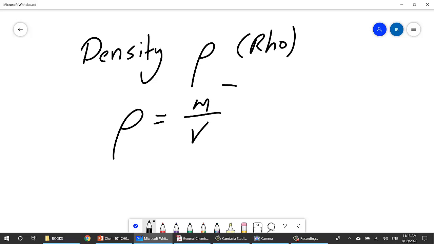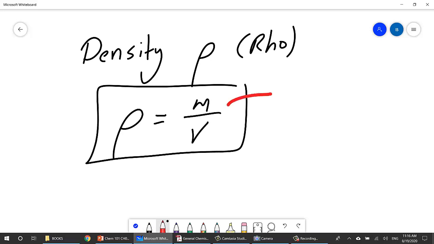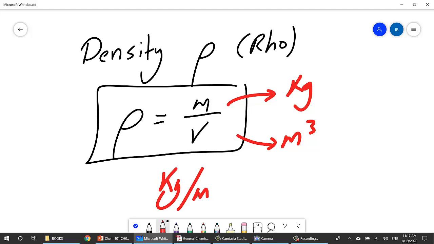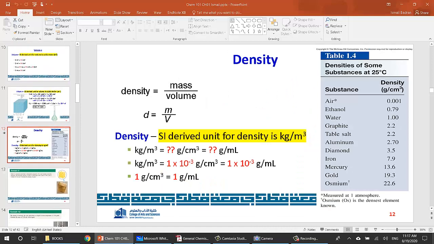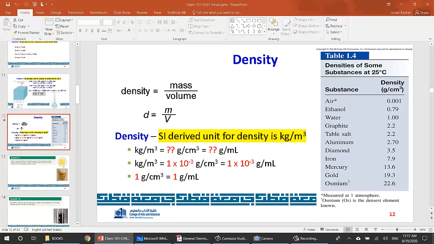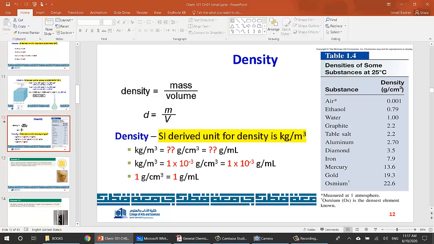Usually the SI unit for measuring mass is a kilogram, and the SI unit for volume is meter cube. So the SI unit for density is kilogram divided by meter cube. However, there is another common unit for measuring density, which is gram per mil. But one kilogram per meter cube is not equal to one gram per mil. You might need to work out the conversion factor between the two, and I will leave this as homework for you. What is the conversion factor between gram per mil and kilogram per meter cube?